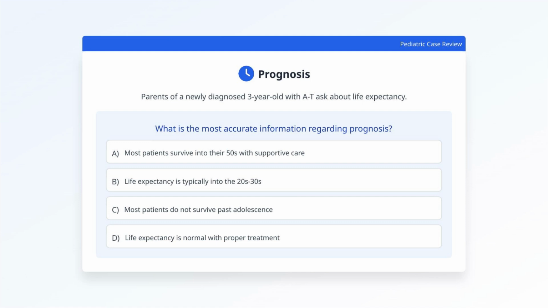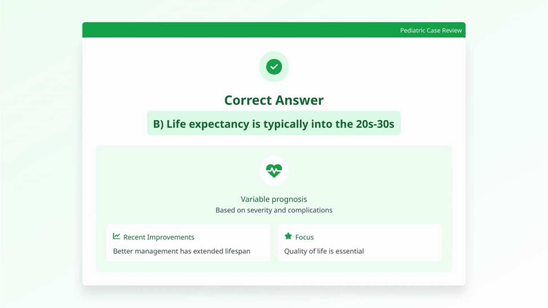Parents of a newly diagnosed 3-year-old with ataxia telangiectasia ask about life expectancy. What is the most accurate information regarding prognosis in ataxia telangiectasia? A. Most patients survive into their 50s with supportive care. B. Life expectancy is typically into the 20s to 30s. C. Most patients do not survive past adolescence. D. Life expectancy is normal with proper treatment. The correct answer is B.